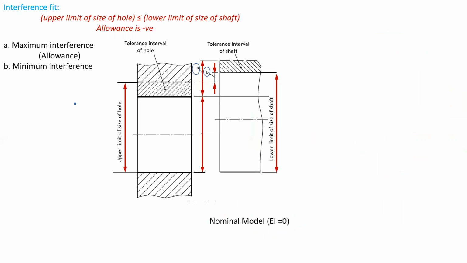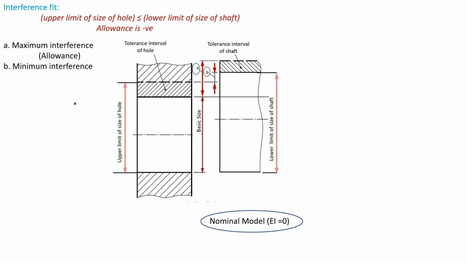Interference fit. Interference fit will result when the upper limit of size of hole is less than lower limit of size of shaft. And the allowance in this case is negative. So this is again for the nominal model for which the basic size is equal to the lower limit of size of the hole. So here we can see the upper limit of size of hole is less than the lower limit of size of shaft. So it will always result in interference.